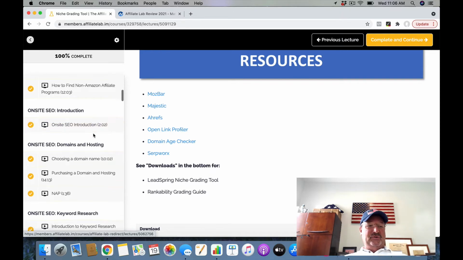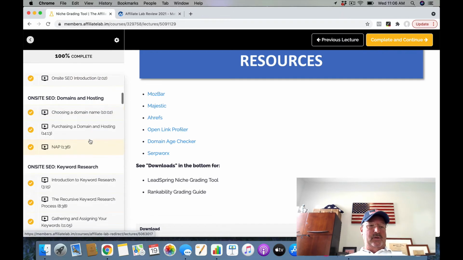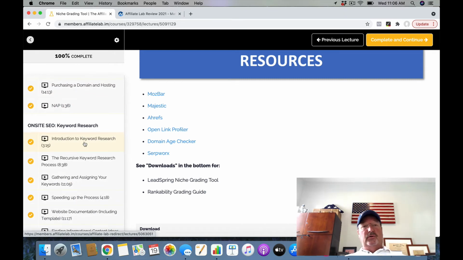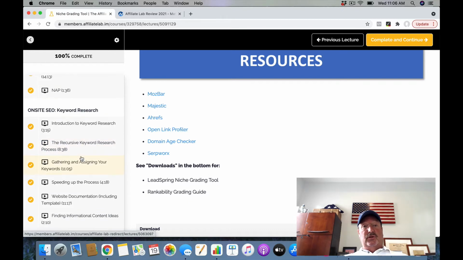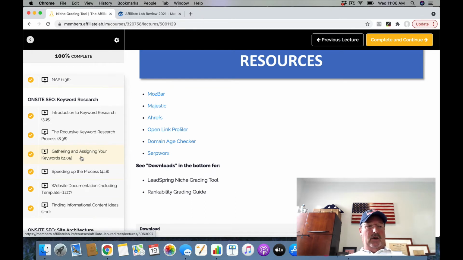But then we go on to choosing a domain name, purchasing a domain name, and hosting. Introduction to keyword research. Keyword research is huge. Here in the Affiliate Lab they go into it in minute detail. Recursive keyword research. This is a phenomenal course, which I learned a lot from. Again, the downside is you're going to use Ahrefs for this class. All of this keyword research uses Ahrefs, which is a fantastic tool for keyword research, but it's expensive. So just keep that in mind.